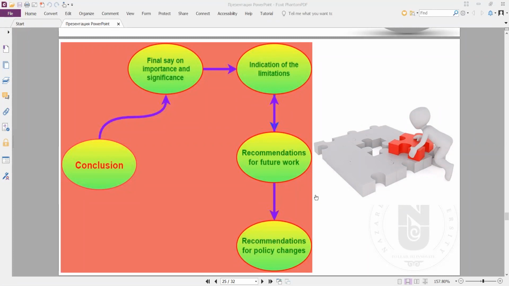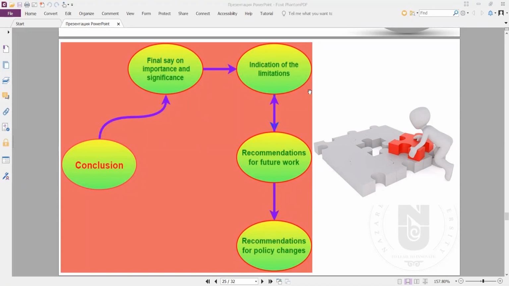Any recommendations for future work. Yeah, if you have any recommendations for policymakers, for example, for universities in the field, or some organizations, some very important stakeholders who should be interested in your research and your findings. And finally, recommendations for policy change.